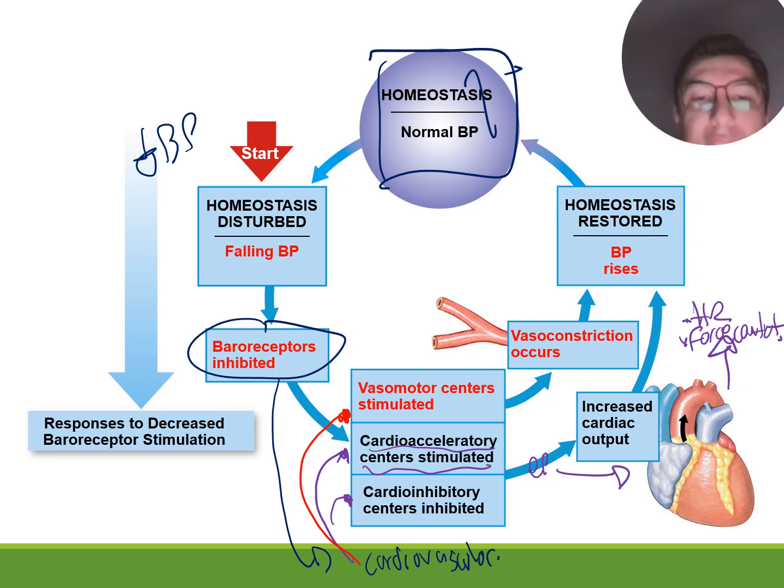Now, from the vasomotor center, because we have a release of norepinephrine, we're going to have a vasoconstriction, and that vasoconstriction in the periphery is going to shunt blood to areas that are needed, such as the heart, and that is going to cause an increase in blood pressure overall.